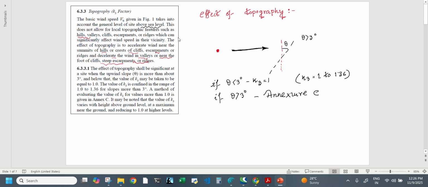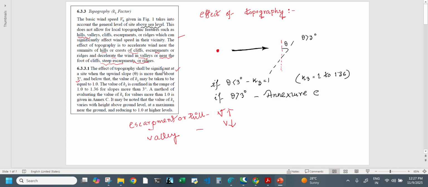What is the meaning of this? That means during the escarpment or hill, the speed V increases, in a valley V decreases, and the effect of topography shall be significant at the site when the upwind slope is more than 3 degree.